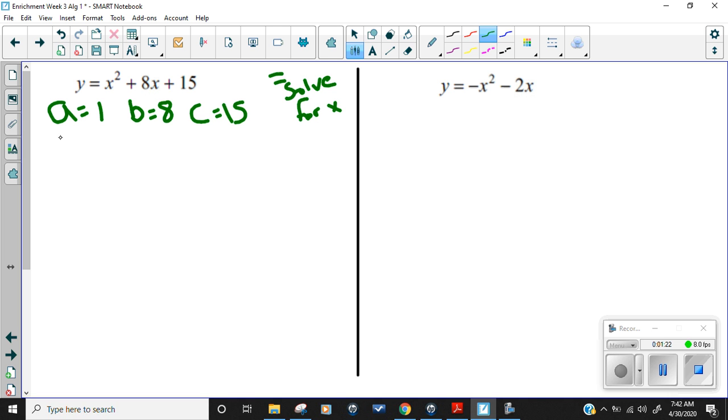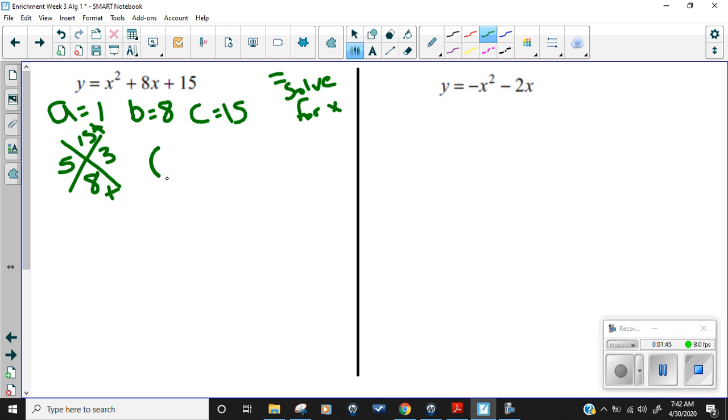Okay, so here we have this quadratic. A is 1. So since A is 1, I could jump into the x factor and put 15 here and 8 here. 15 times 1 is 15. Now what two numbers multiply to 15 and add to 8? 5 and 3. 5 plus 3 is 8. 5 times 3 is 15.